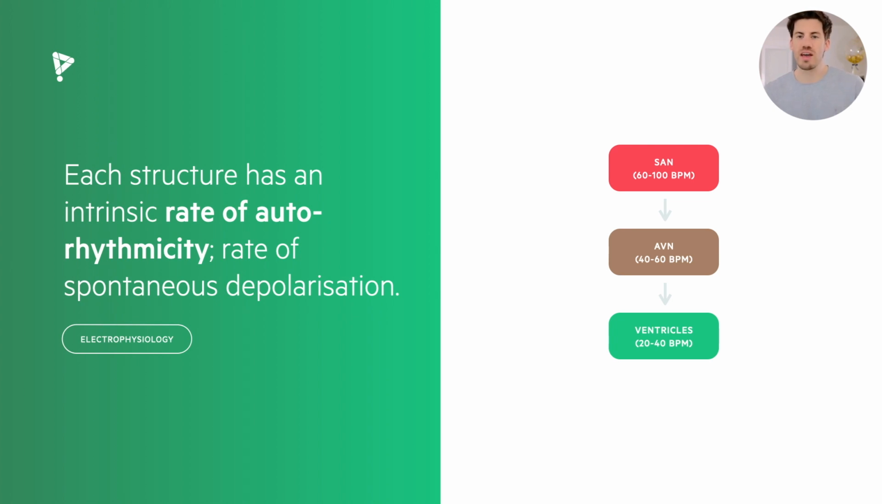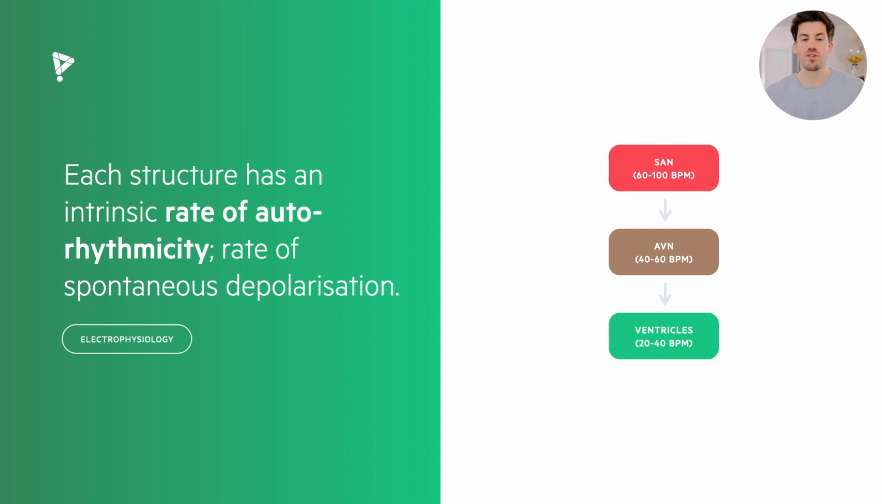If this fails for whatever reason, then the AV node will take over, with the next highest rate of spontaneous depolarization. And if the SA node and the AV node fail, the ventricles, or areas within the ventricles, will then take over as the third highest rate of spontaneous depolarization.